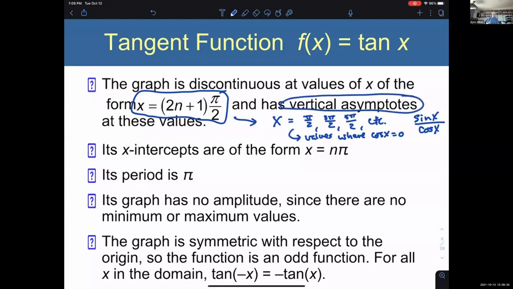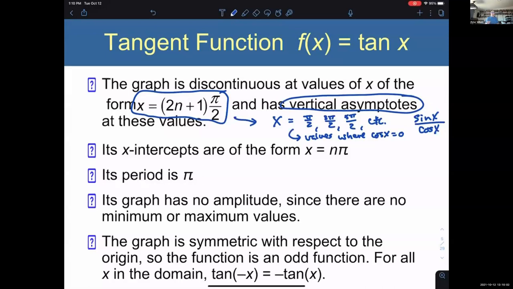So not only does the function become undefined at these values, but if you plug in closer and closer values to pi over 2 or 3 pi over 2 or any of these discontinuous places, as you plug in numbers close to those values, the value of the fraction goes off to positive infinity or negative infinity. Just like the 1 over x function that I looked at the beginning.